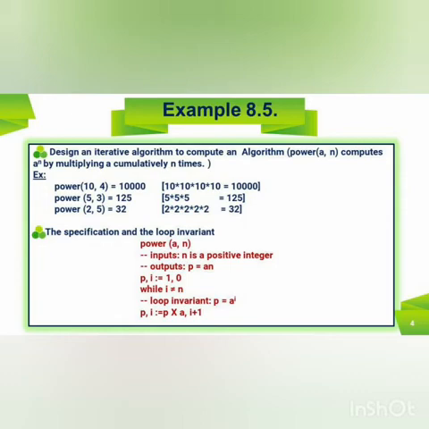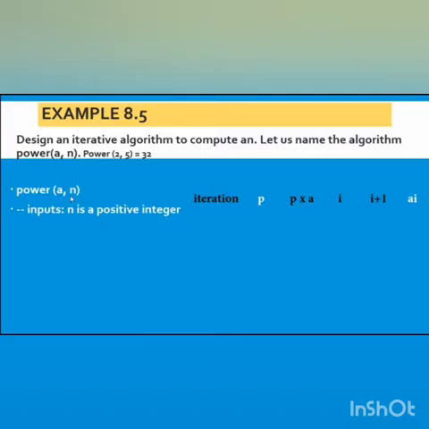For that, we have to use a loop concept. Then we have to maintain the loop invariant also. Then only we will get the desired output. Let's see now. Algorithm power of a comma n computes a power n by multiplying a cumulatively n times. So, based on the power, we have to multiply the particular number that many times.